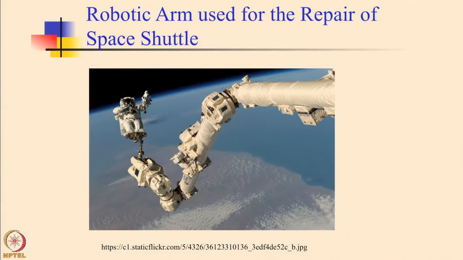Now the next image shows you a robotic arm that is used for the repair of the space shuttle. There are several electric drives, which are controlled through power electronics, working in this arm.